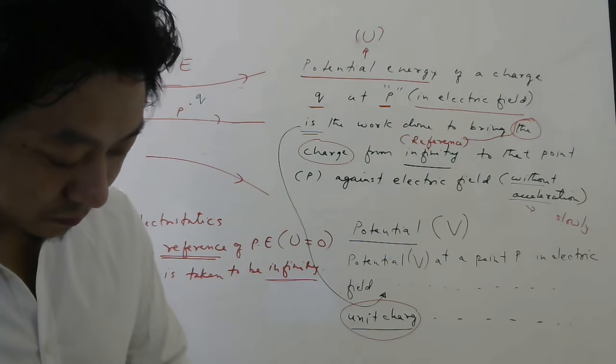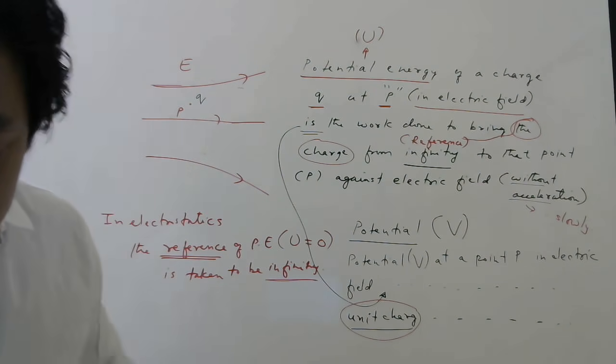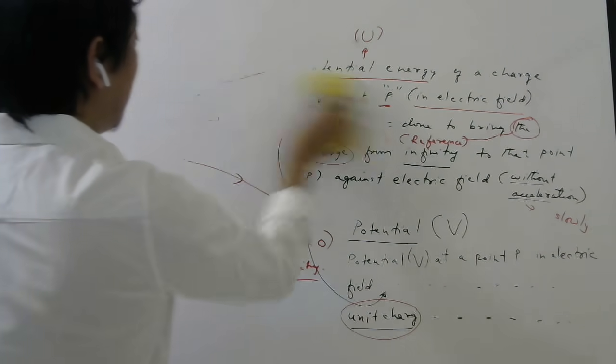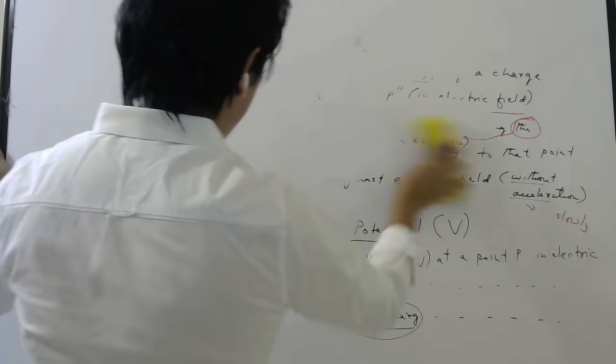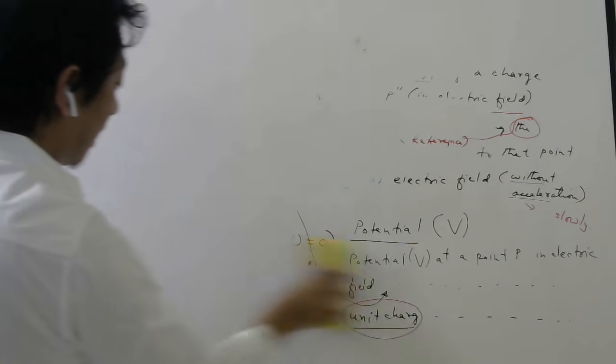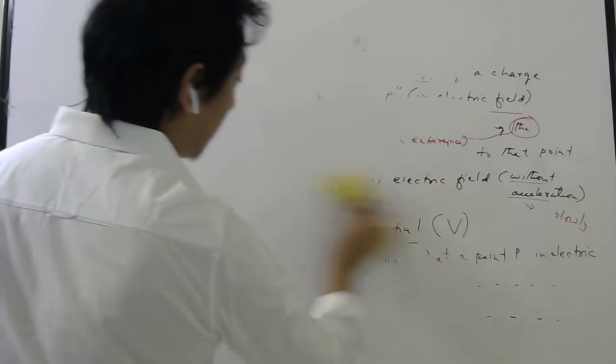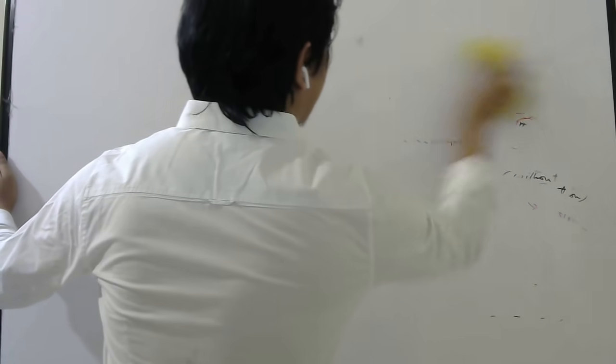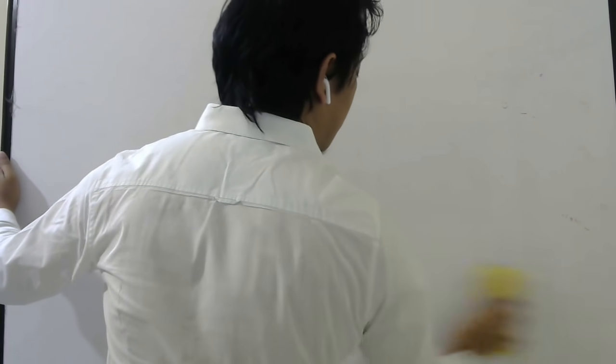So write the two definitions yourself. Once we have understood the definitions, now let us try to relate these two quantities, potential energy of a charge at a point and potential at a point. So how will you relate these two quantities? Very simple.